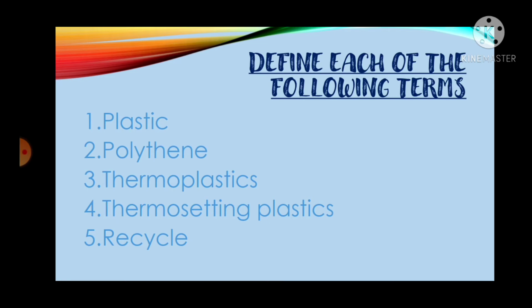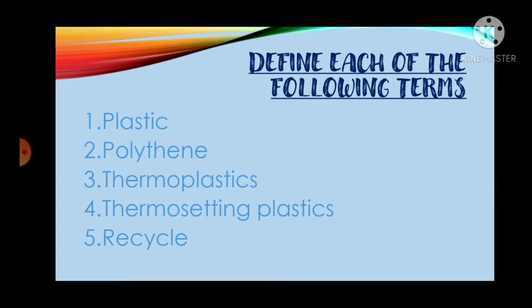Fourth is thermosetting plastics. What are thermosetting plastics? The plastics which when molded once cannot be softened by heating are known as thermosetting plastics. Two examples of thermosetting plastics are bakelite and melamine. Now let's see what is recycle. The process of conversion of waste into reusable material is known as recycle.